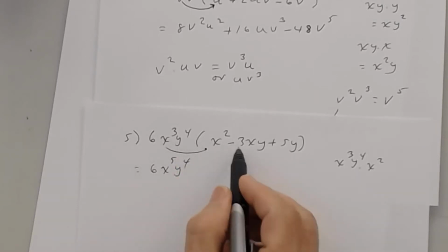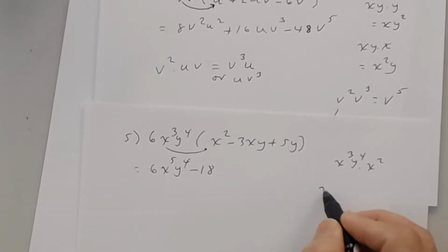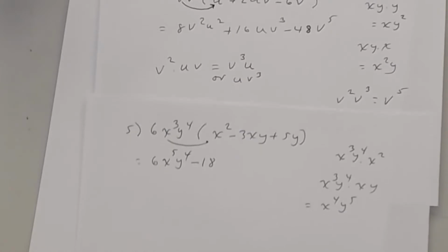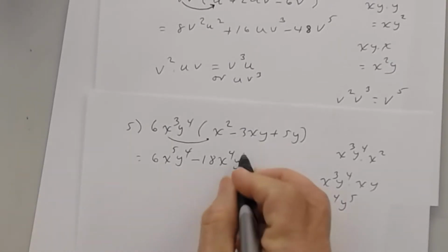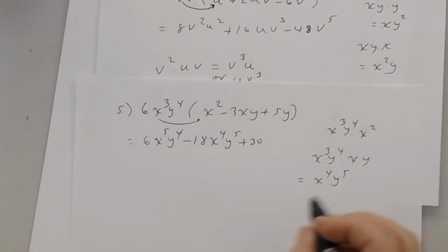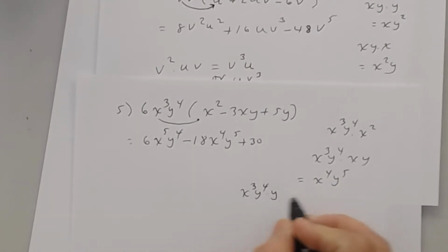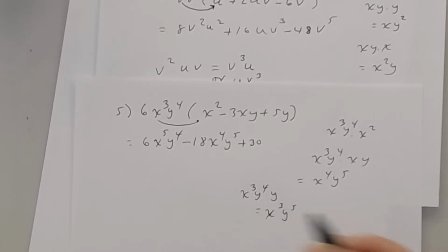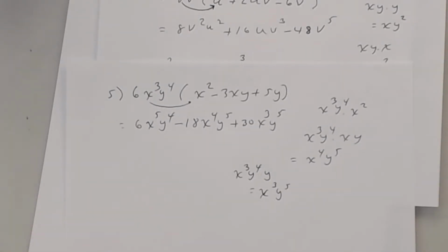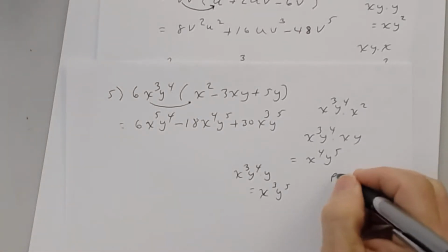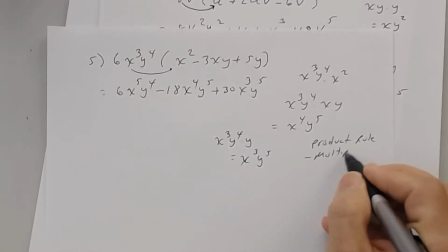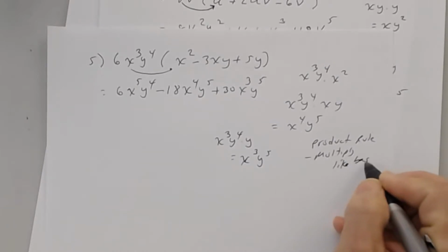All right, now the next one. What's 6 times a negative 3? Negative 18. All right. What is x cubed y to the fourth times xy? x to the fourth y to the fifth. Yep. So x to the fourth, y to the fifth. And then 6 times 5 is 30. What is x cubed y to the fourth times y? y to the fifth. Correct. So you multiply like bases, you add exponents. Product rule. We've been using the product rule here from last semester.